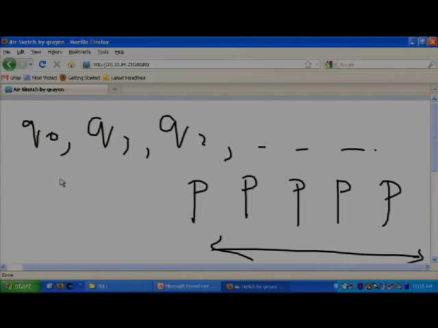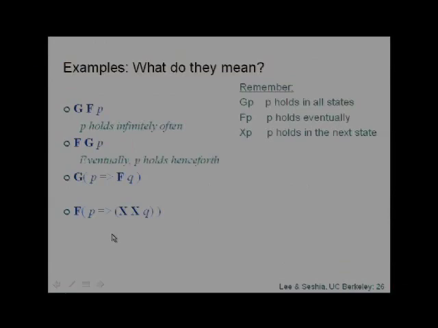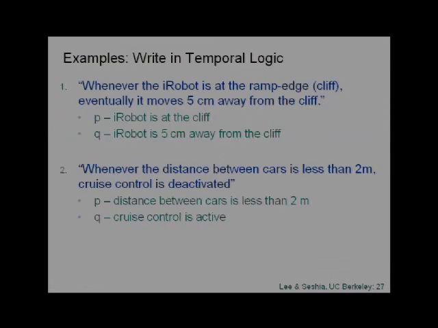So this says whenever the iRobot is at the ramp edge or the edge of the ramp, which is the cliff, eventually it moves 5 centimeters away from the cliff. Okay, so now we're talking about propositional logic, and just to make the task easier, we'll choose our propositions in a nice way. So we'll make it a little abstract. So P is the proposition that the robot is at the cliff, and Q is the proposition that the robot is 5 centimeters away. So how would you write this in temporal logic?